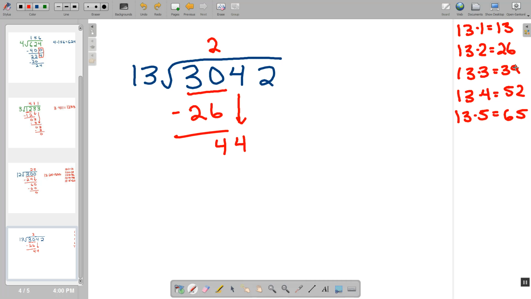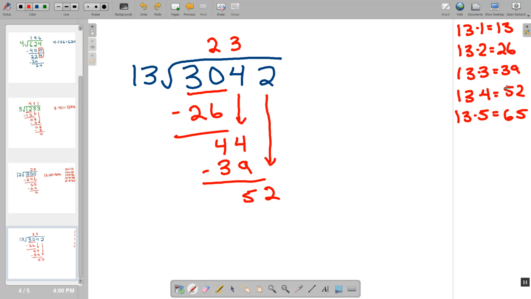I go back to my list, and 52 is too big. 39 is just small enough. Therefore, my next one is 3 into the tens place. So I do 3 times 13, which gives me 39 tens. And I have 5 tens left over. I bring down my last digit, which is 2 ones.